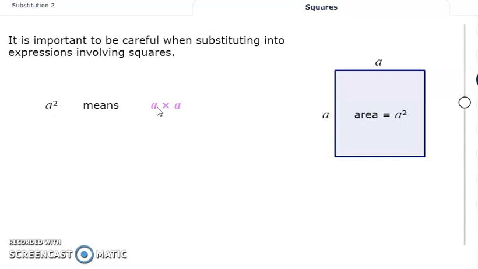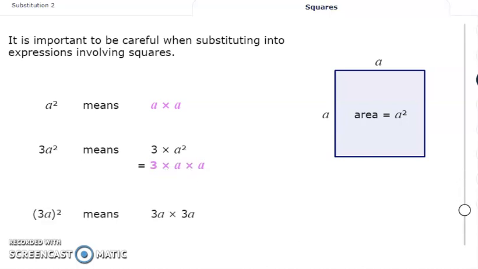Now, it is important to be careful when substituting into expressions involving squares. A square means a times a. I hope you already know this. So 3a square means 3 times a square, which is 3 times a times a. And in this 3a square, here you can see there is a bracket or parentheses squared. That means 3a times 3a. You try to understand the difference.